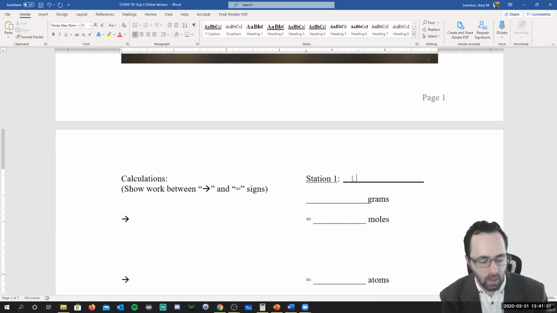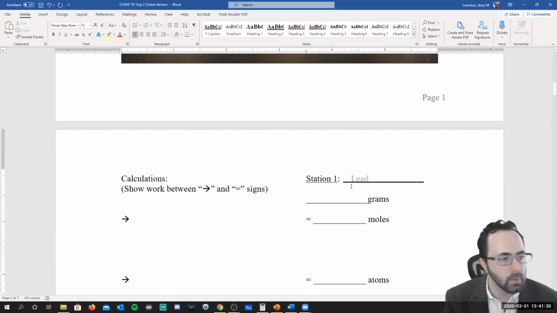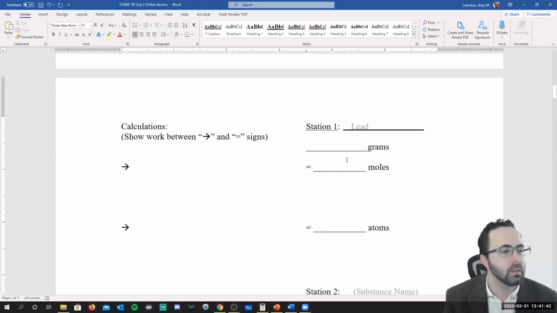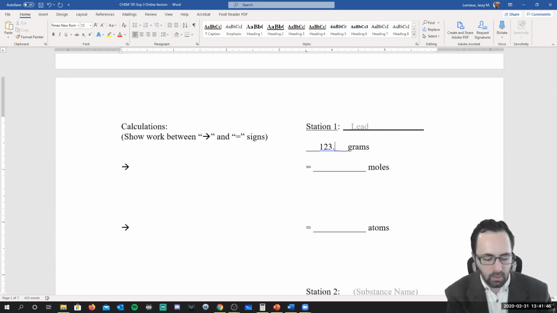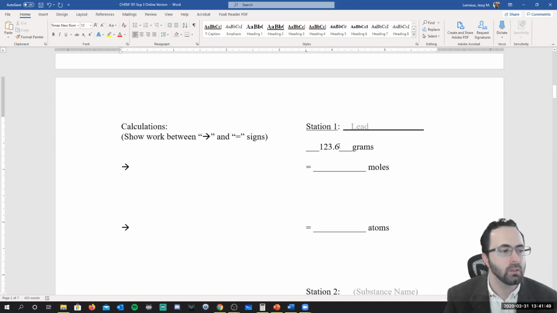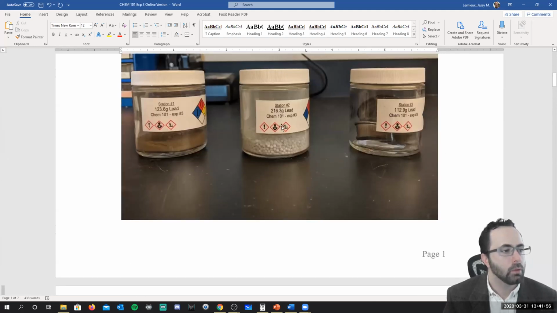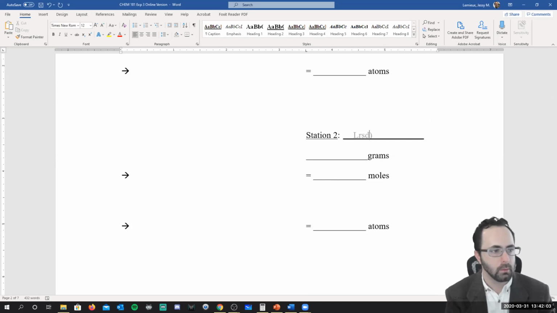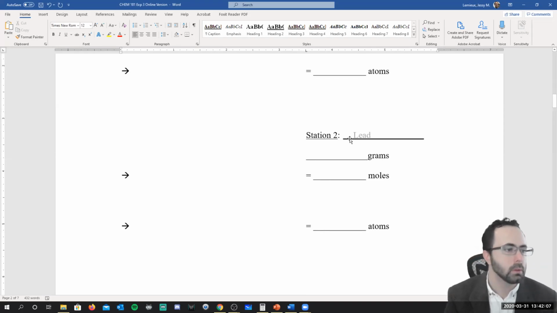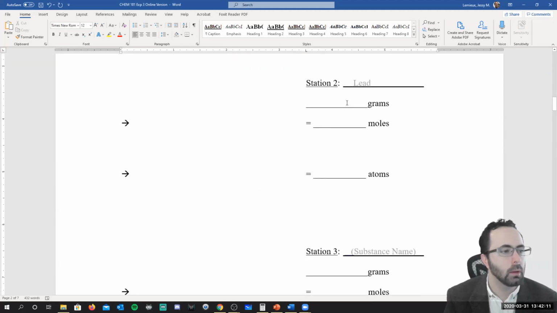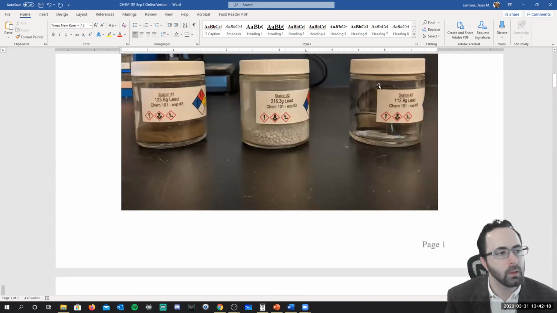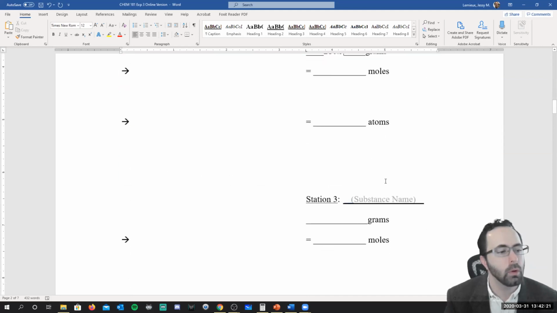lead. So you can either type this in there or you can write it in, either one. And the mass is 123.6. And if you print this out, you can just write it in and then take a picture and send it to me. That's fine. For station 2, it's 216.3 grams of lead. So the substance name is still lead. But the mass now is 216.3 grams. And then I'll just write the third one, station 3, lead 112.9. Well, you get the idea actually.